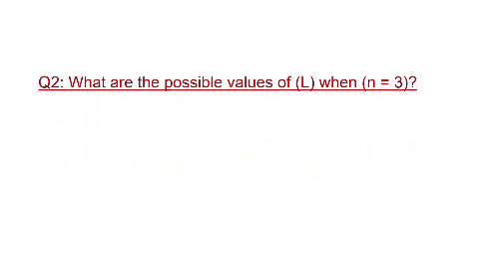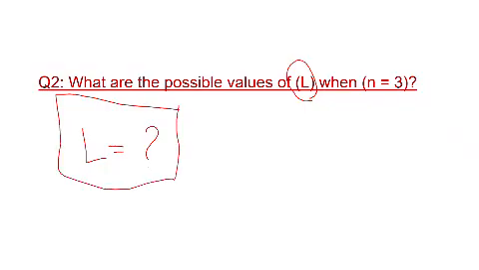And now we come to a very important question. What are the possible values for L? Letter L means the subsidiary quantum number. The subsidiary quantum number here is our question. We don't know what is the expected or the possible value for L. And the value of n, I mean the principal quantum number, is given as 3.